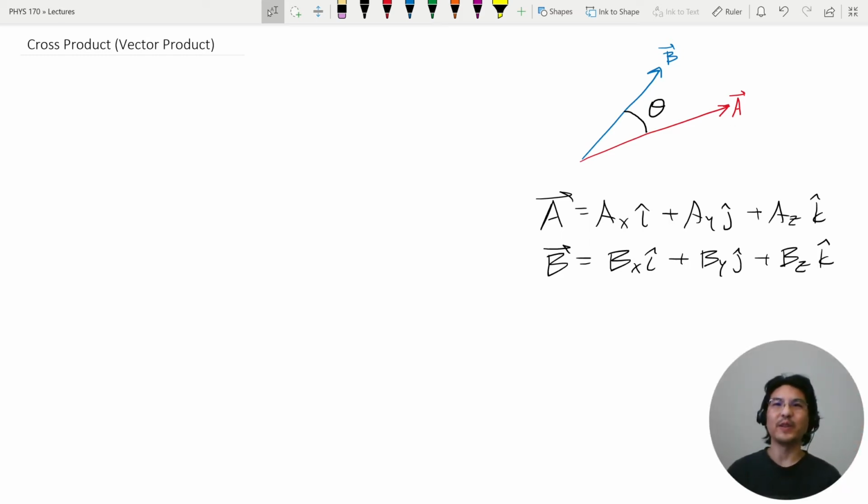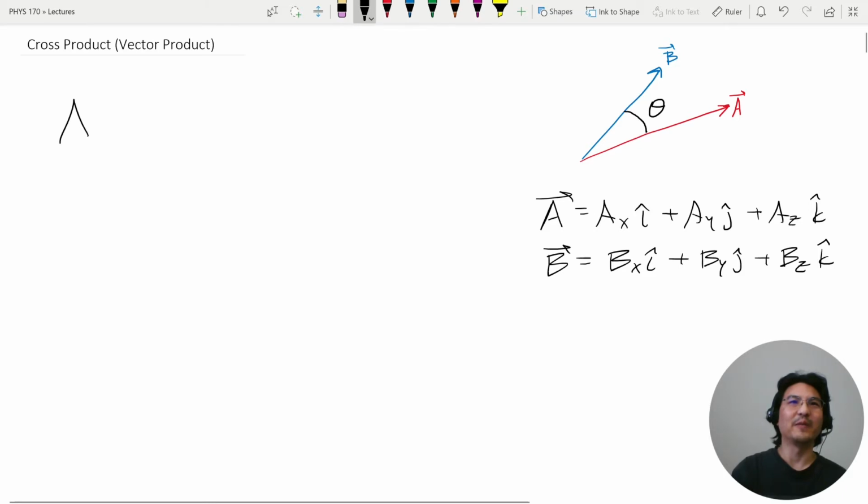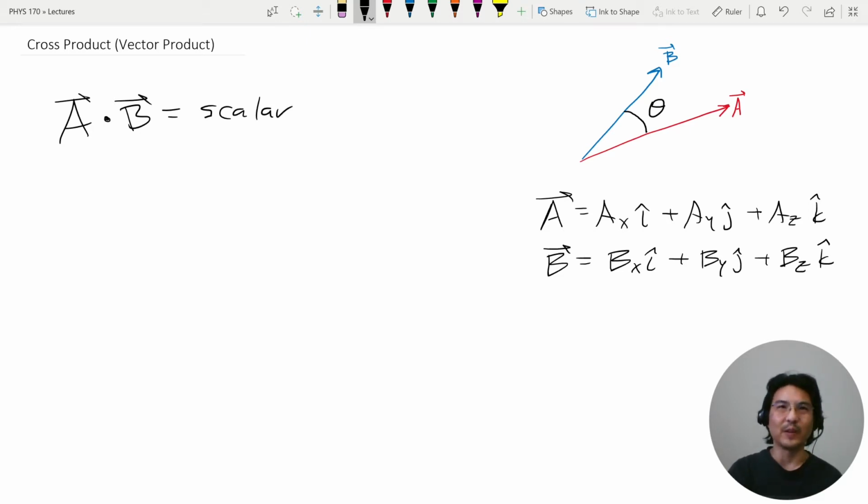Everybody. Okay, so this video is about the vector product. The scalar product is the one where vector dot vector gives you a scalar, right? That's the scalar product, which has the symbol of a dot, so that's why I call it a dot product. Now we're going to talk about the vector product. Vector times vector gives you another vector, and the symbol for the vector product is this cross, so that's why we call it the cross product.